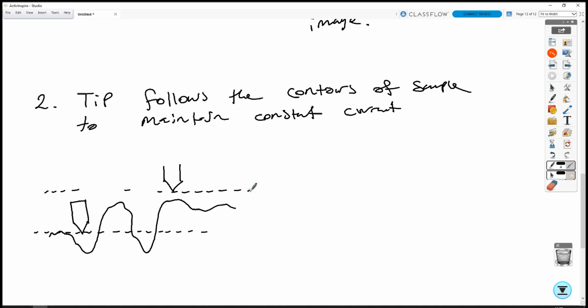It can move in 3 axes, but in this case, it's scanning in the XY plane and then moving up and down in the Z axis. But that way, the distance between tip and part of the sample remains at a constant distance. So the probability of tunneling remains the same. So we maintain a constant current in the ammeter.